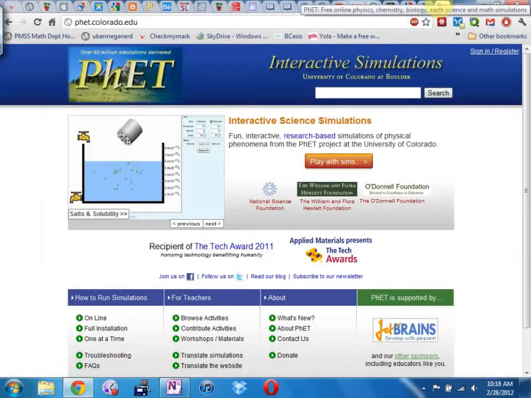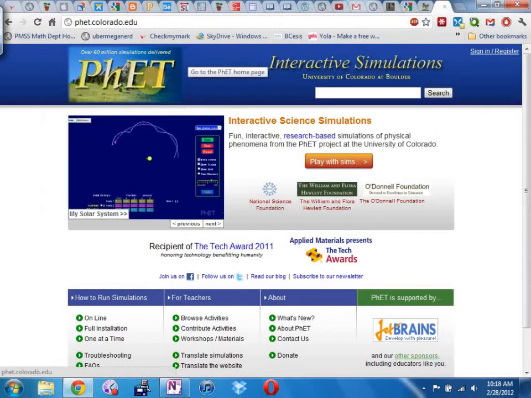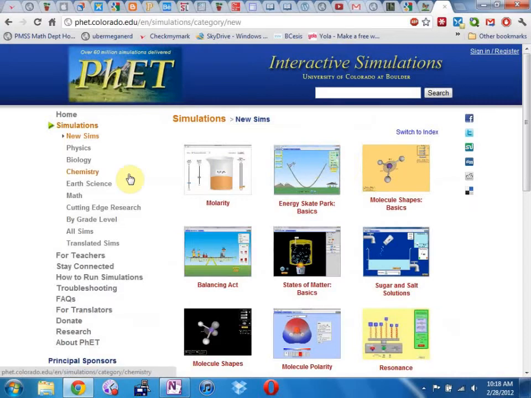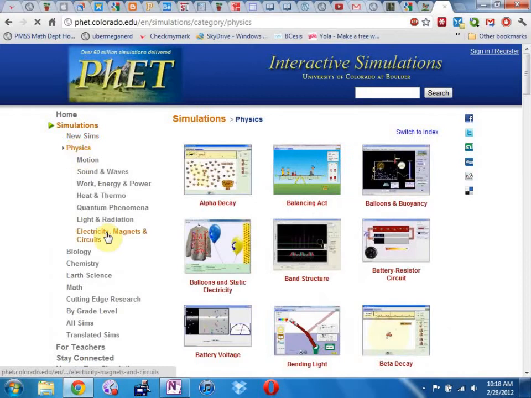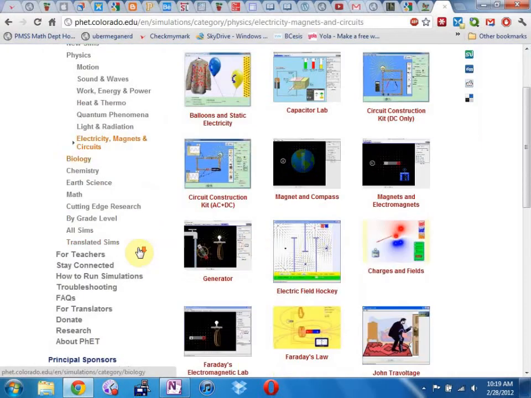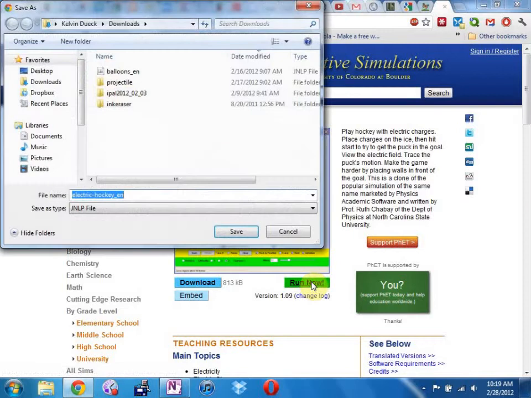There's a website called PHET, P-H-E-T. It stands for Physics, I can't remember what it stands for. Yeah, Good Physics Sims. So if you go to the PHET website and you click on Play with Sims, like I just did, click on Physics, Electricity, Magnets, and Circuits, and in keeping with the NHL trade deadline, of course, it's going to be electric field hockey. Surprisingly addictive.